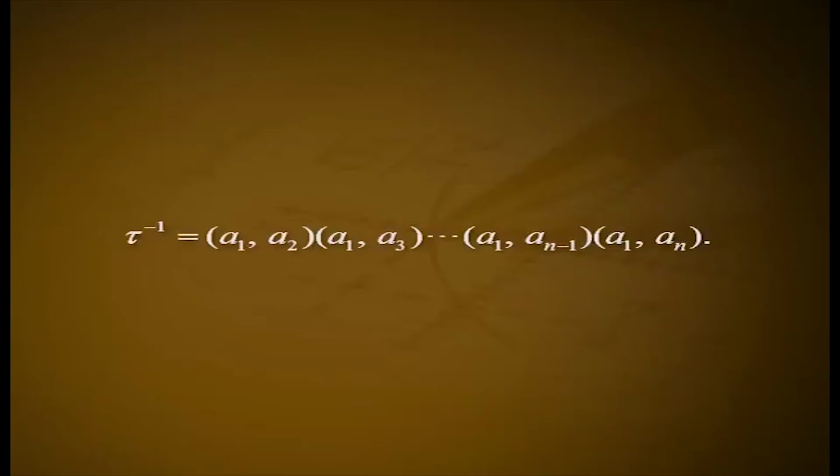Remark. If we take the product of transpositions in equation 1 as tau, then tau inverse is equal to the cycle (a1 a2) times the cycle (a1 a3) times ... times the cycle (a1 a(n-1)) times the cycle (a1 an). Example 7. The cycle (2 5 3) is the product of the cycle (2 3) times the cycle (2 5) of transpositions. Corollary. Any permutation of a finite set of at least 2 elements is a product of transpositions.